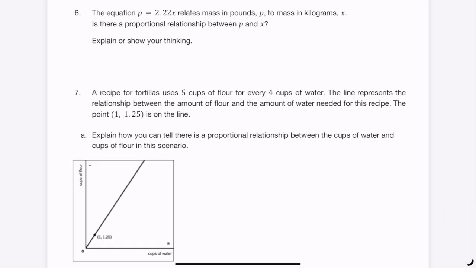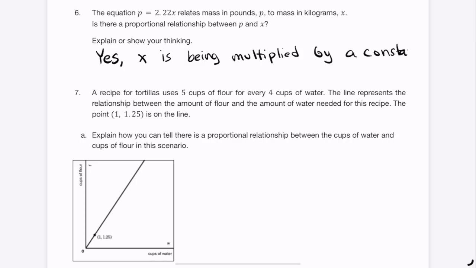Awesome. Question 6, the equation P equals 2.22x relates the mass in pounds P to the mass in kilograms X. Is there a proportional relationship between P and X? Show or explain your thinking. Okay, I'm looking at this equation, and I see that X is being multiplied by a number. There's no exponents, there's no addition, there's no subtraction. All we're doing is multiplying X by a number. So yes, this is a proportional relationship. Yes, X is being multiplied by a constant of proportionality to get P.